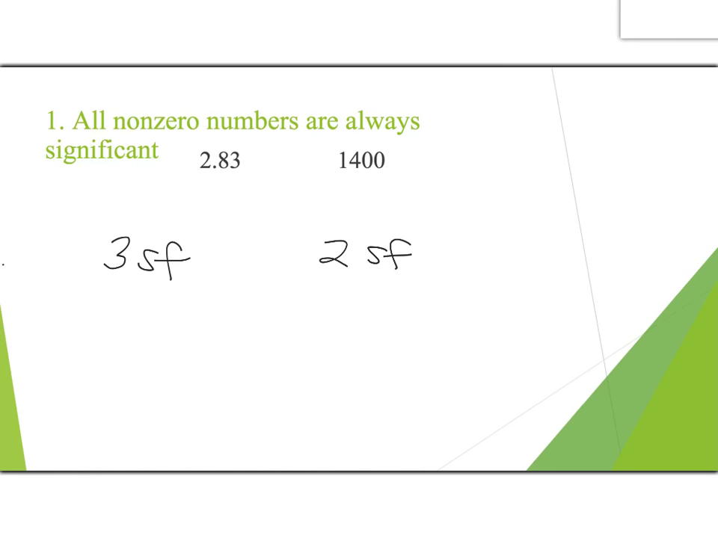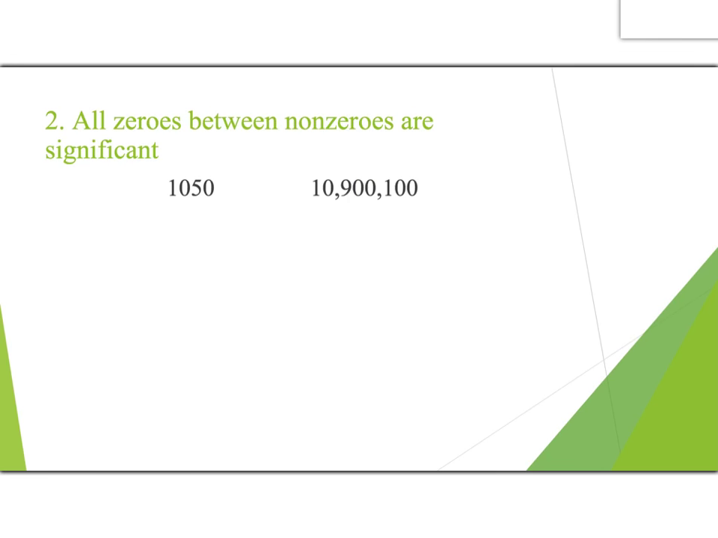Rule number 2. All zeros between non-zeros are significant. So let's look at this zero right here. This 0 is between non-zeros, and so it is significant. This 0 is not between non-zero numbers, so it is not significant. So here we have 1, 2, 3 significant figures.